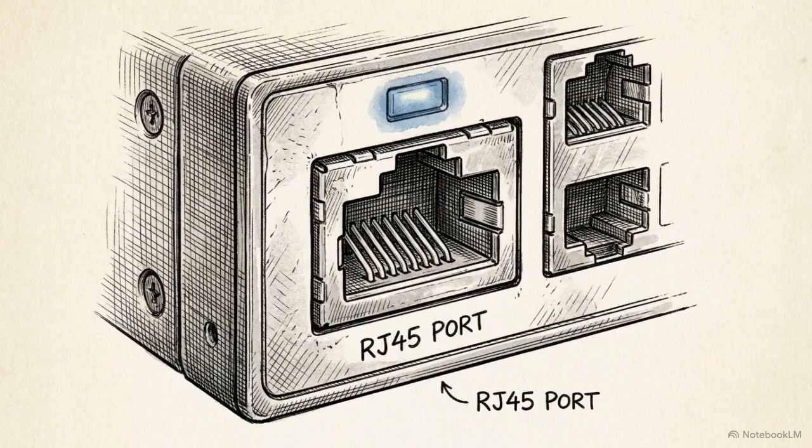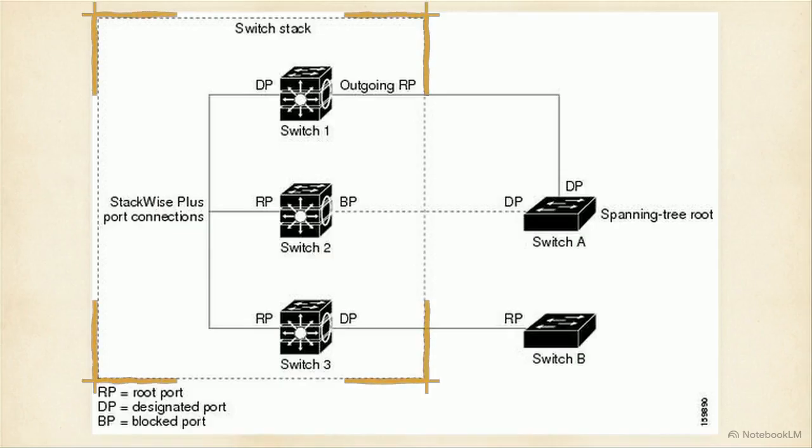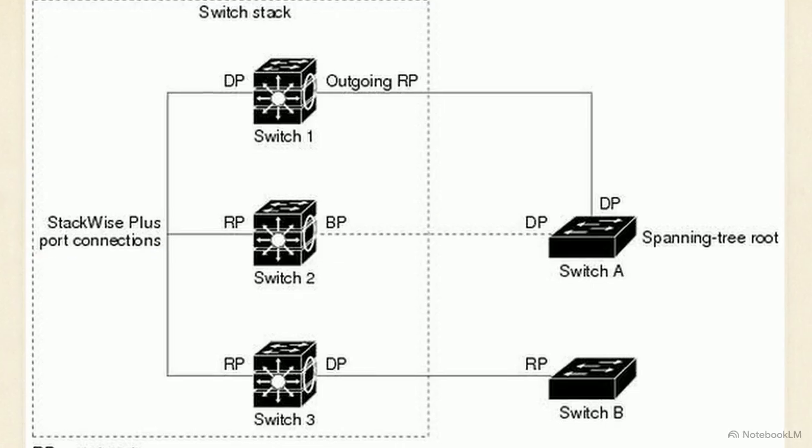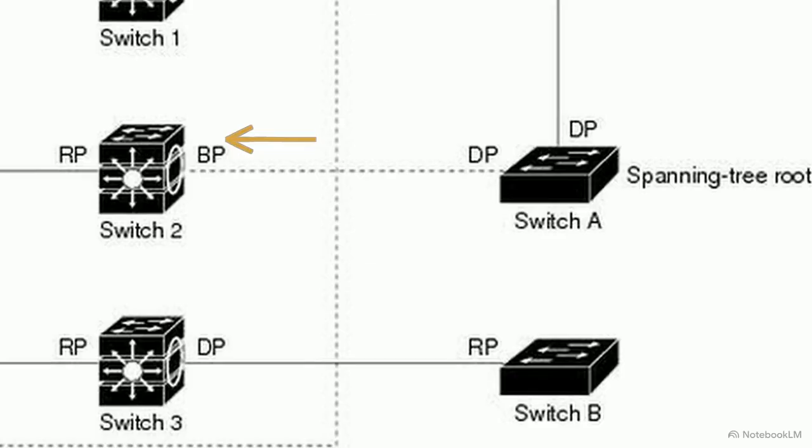The port handling this traffic is assigned the designated port role. This diagram illustrates these roles across a multi-switch stack. StackWise Plus connections allow switches 1, 2, and 3 to operate as a single stack root device. To sever the loop, redundant paths are shut down. The interface labeled BP operates as a blocked port.